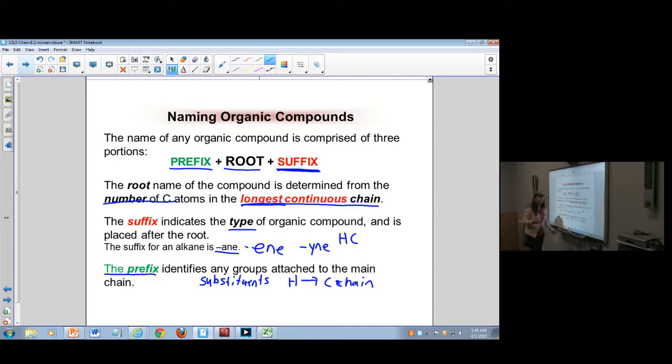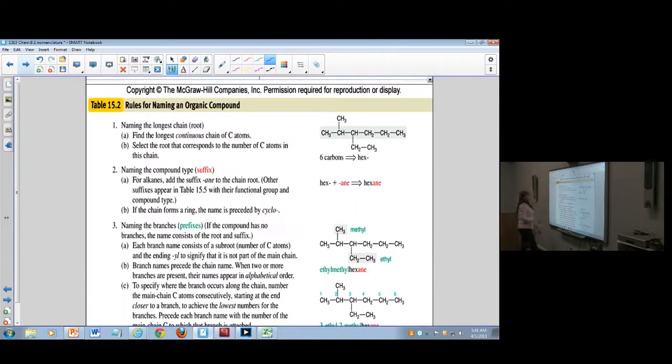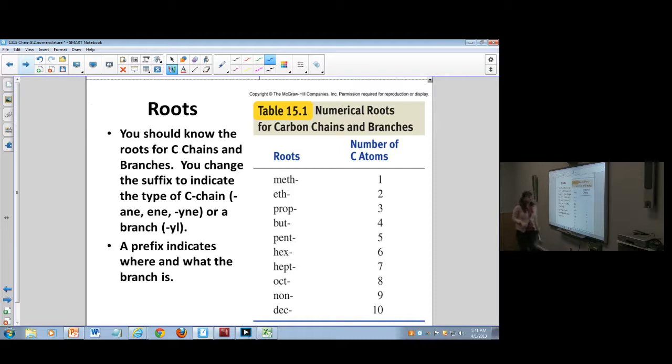We've looked at those. Those were the alkyl groups. We're going to come back to this, but you should look through your book and understand all of these rules. We'll look at them again when we get to the end. So here are these roots that you should have memorized. Meth has 1 carbon. Pent has 5 carbons. Hept has 7 carbons. And then you name it with the suffix according to what kind of organic chemical you're talking about.